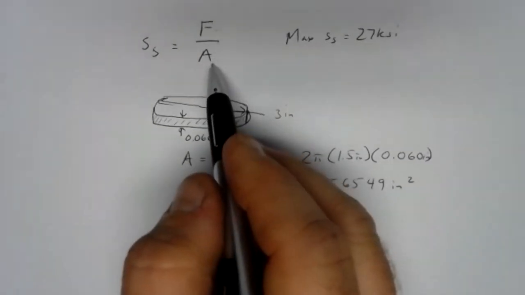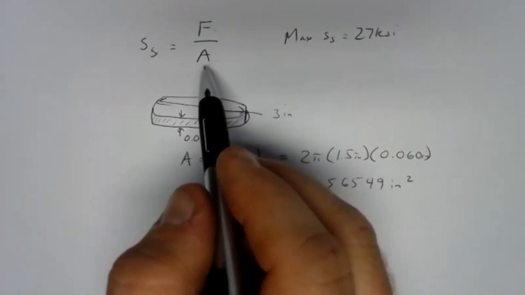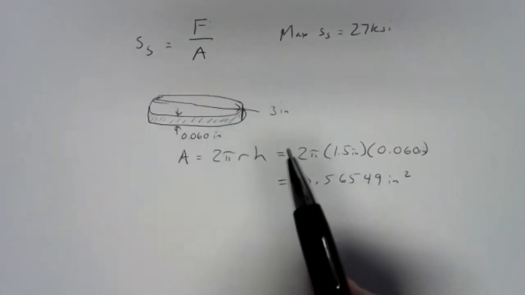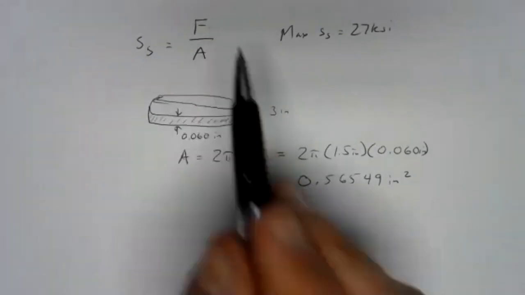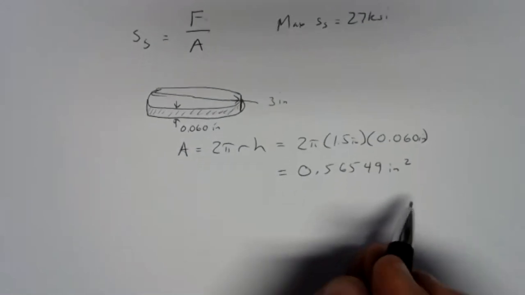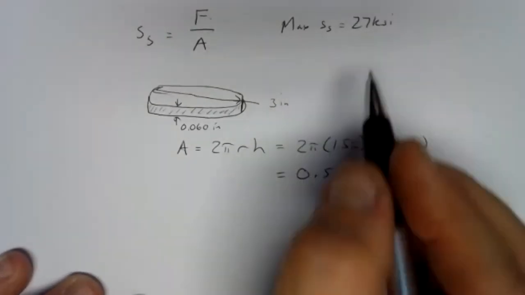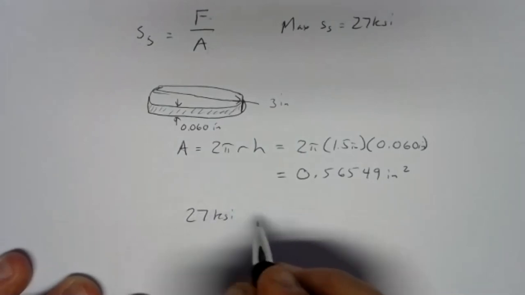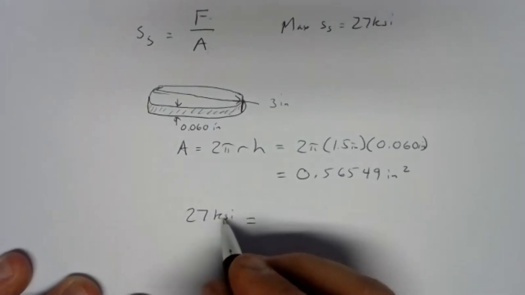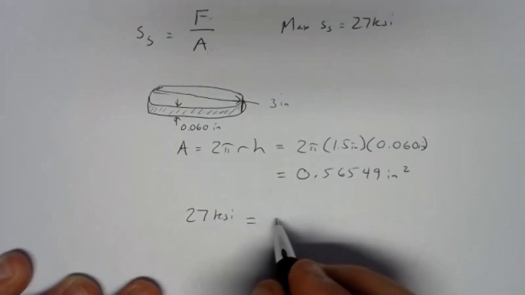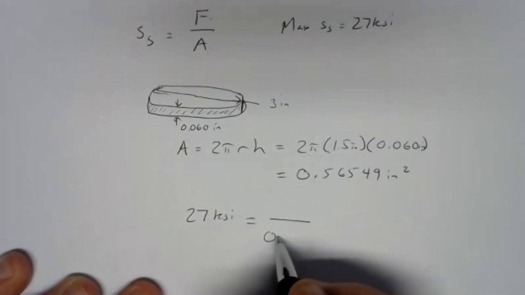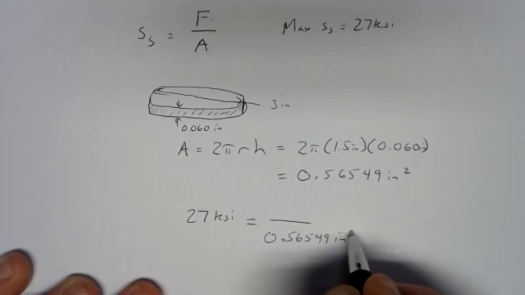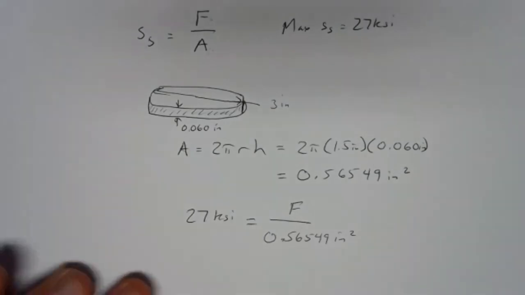So unlike the rivet problem that we saw a little bit earlier in the exam, where we knew the force and we needed the area to figure out what would max things out, here we know the area and we've got to set the force. So we go to our equation. The shear stress we're looking for is 27 KSI. We need to cause at least 27 KSI of shear stress to get this thing to shear through. We're dealing with an area of 0.56549 square inches. And we're looking for the force.